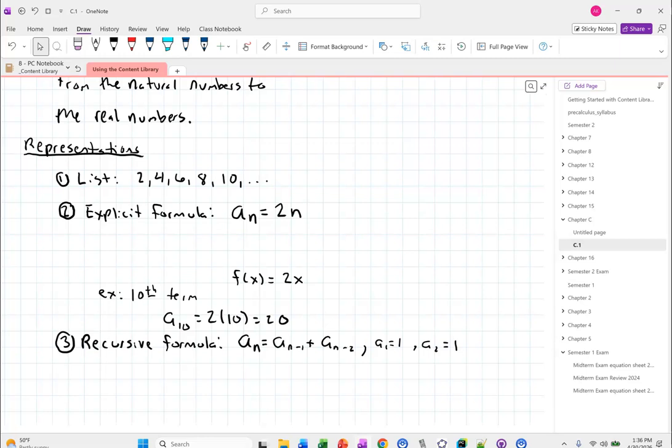Okay with that? So you can write a sequence as a list of terms. You could write it as an explicit formula, like a sub n is equal to 2n. Now, as far as notation goes, when we describe a sequence, this subscript identifies the term number, and this over here represents the term value.